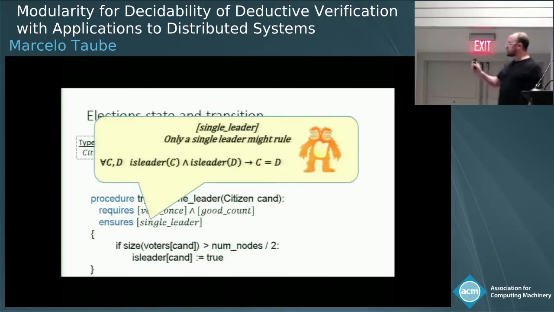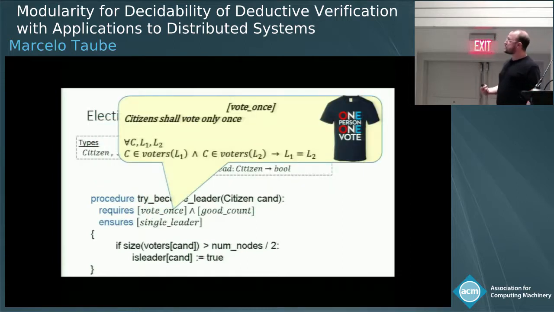We have a postcondition we want to prove for this procedure. We would never like to have two leaders at the same time. That would defeat the purpose of holding elections at all. And before this function runs, the previous procedures, which we don't show here, which fill the voters relation, need to guarantee that each one of the voters voted only for one of the candidates. So this is a precondition we need for the proof of the single leader property.